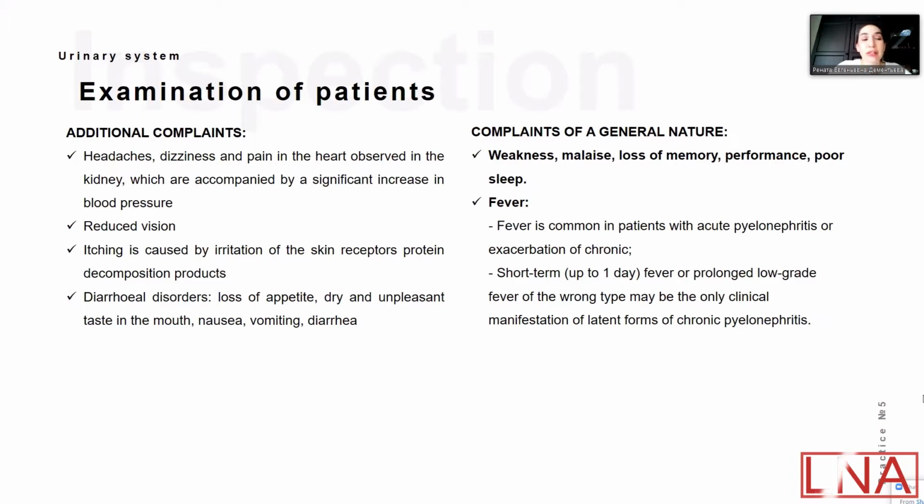Like the general signs can be reduced vision. Itching is caused by irritation of the skin receptors during collection of the protein decomposition products in case of chronic kidney disease. Diarrheal disorders, loss of appetite, dry and unpleasant taste in the mouth, nausea, vomiting, diarrhea. It's also a sign of chronic kidney disorder in case of increasing the amount of urea and creatinine, like a product of metabolism of proteins.